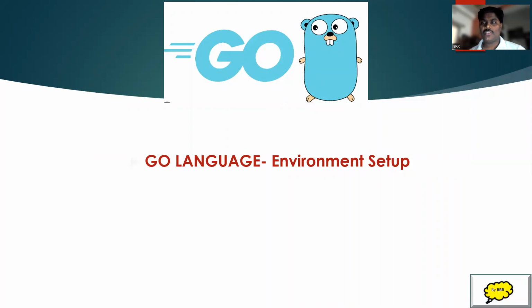And in continuation of the Go language series, in this video we'll talk about how to set up the environment for the Go language. So basically, if you want to write a program in Go, you must have a Go compiler and a text editor. These two are very important prerequisites to write in Go. And the text editor can be anything.